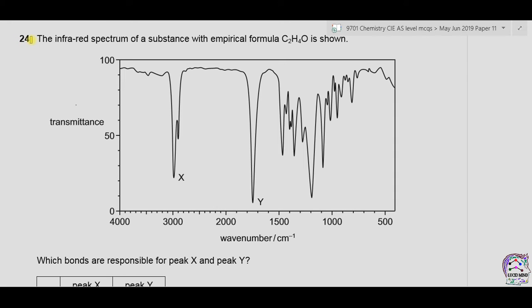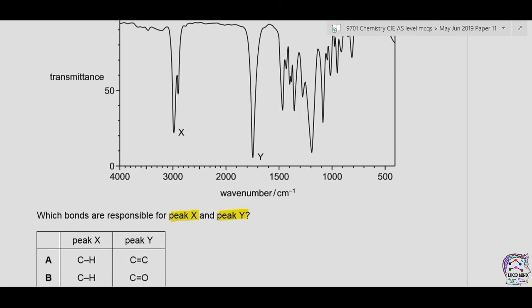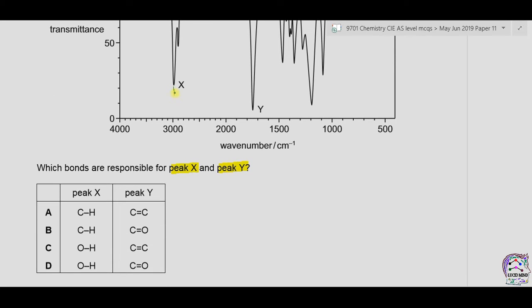Question 24. The infrared spectrum of a substance with empirical formula C2H4O is shown. Which bonds are responsible for peak X and peak Y? Now we can see that peak X is nearer to 3000, while peak Y is around 1700 plus.